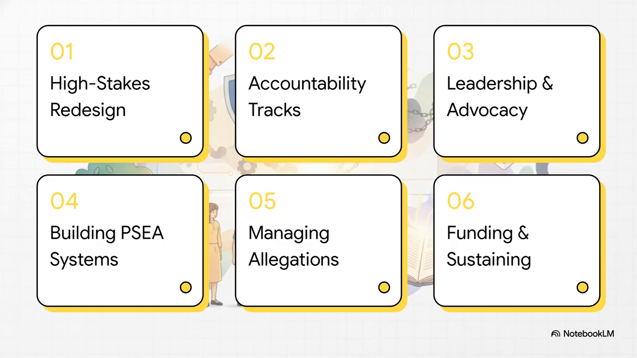To keep things moving and mirror that institutional rigor, we've broken today's explainer down into 6 key parts. 1, a high-stakes redesign. 2, 3 tracks of accountability. 3, leadership and advocacy. 4, building PSEA systems. 5, managing allegations safely. And 6, funding and sustaining PSEA.